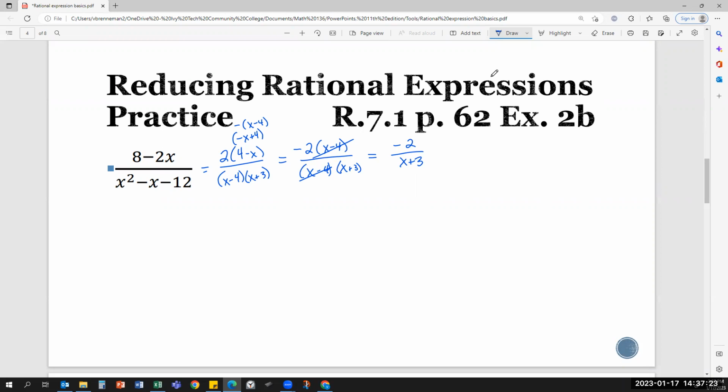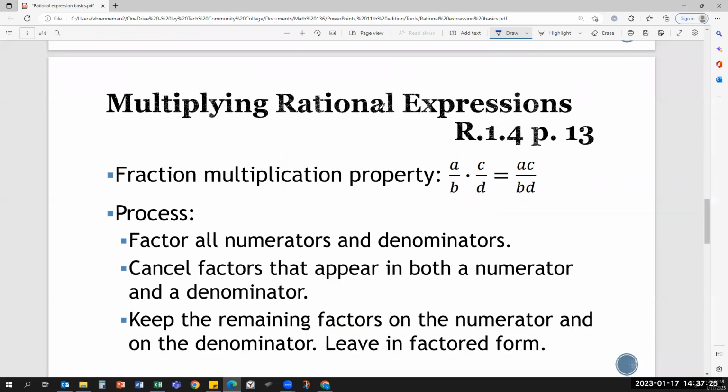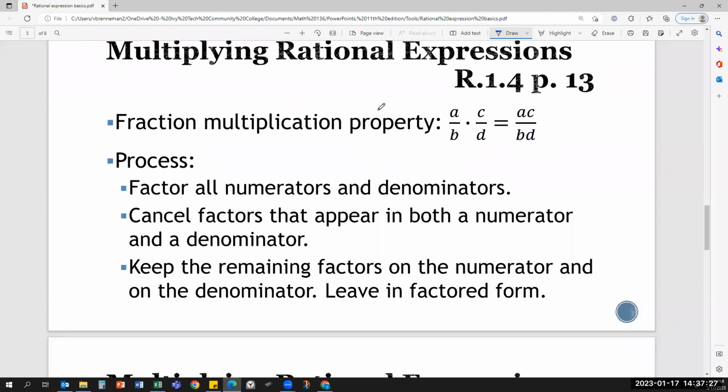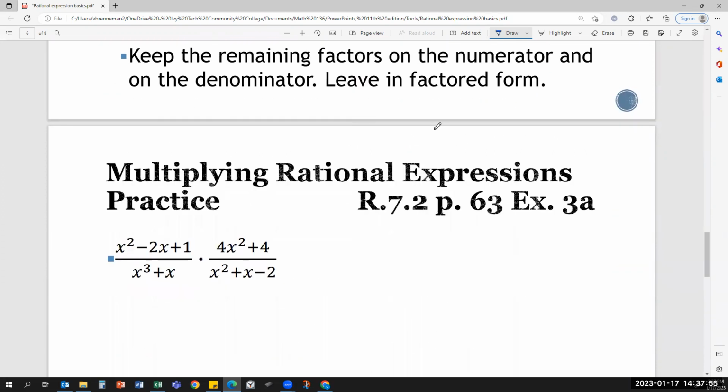All right, next we have multiplying rational expressions. Multiplying rational expressions is pretty similar to just reducing, because the top gets multiplied by the top, bottom gets multiplied by the bottom. So you factor everything, and then factors that appear in a numerator and a denominator, whether the same of the two fractions being multiplied, they can cancel with the other fraction as well. Leave the result in factored form.